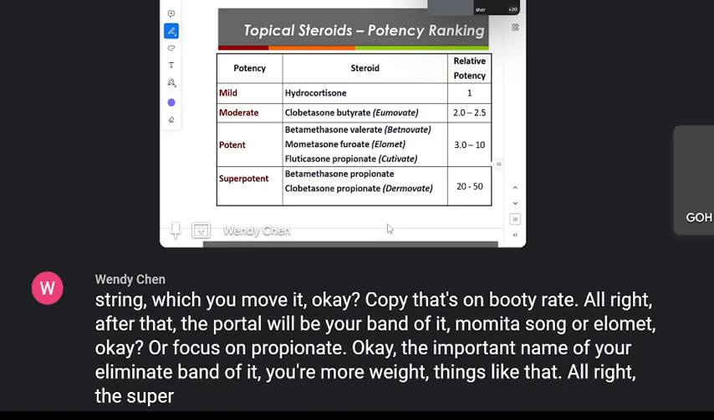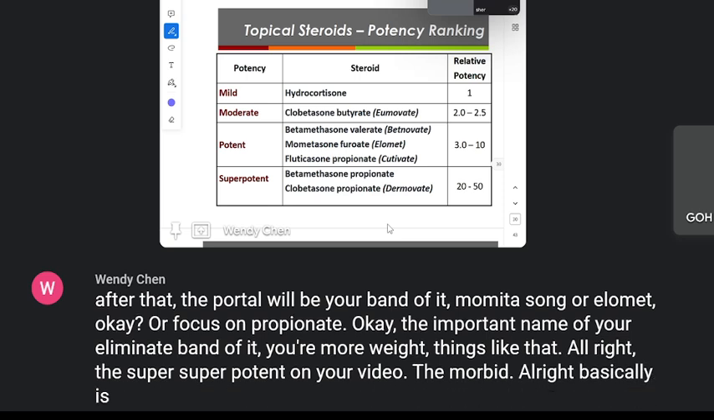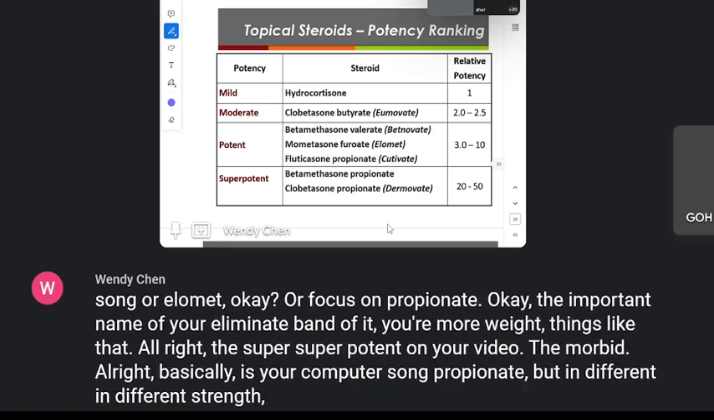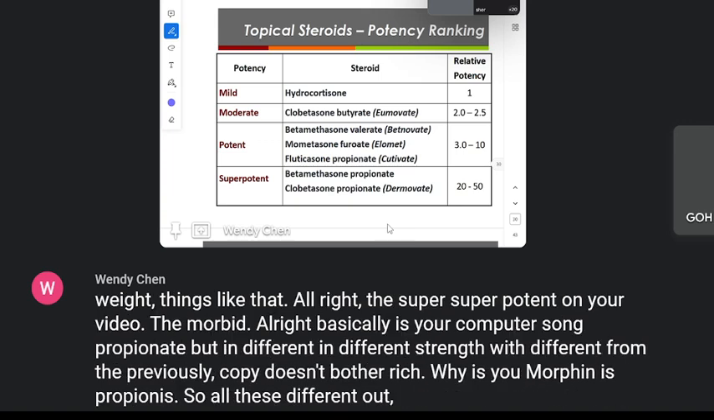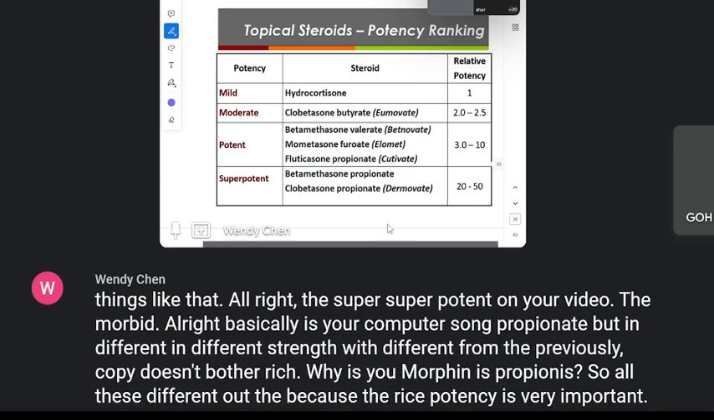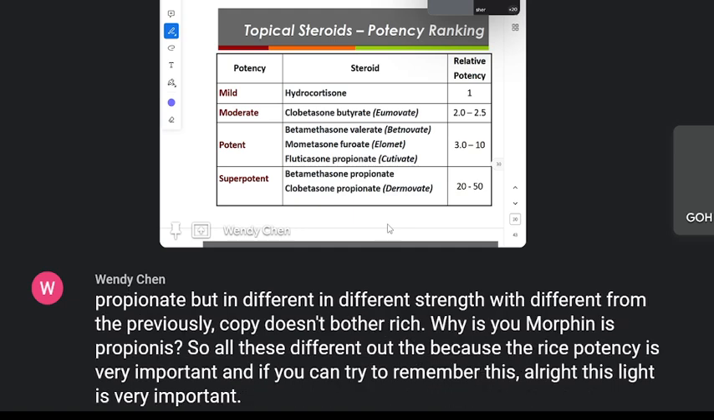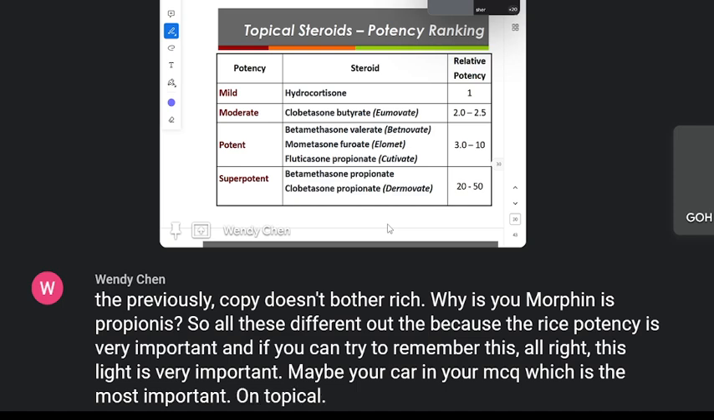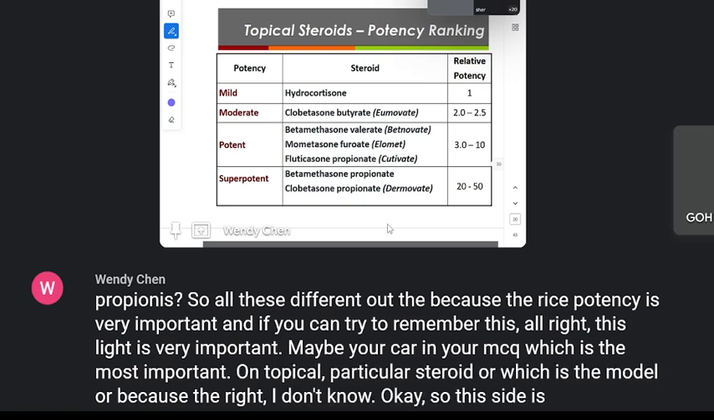The super potent one will be your Dermovit, alright. Basically, it is your clobetasol propionate, but in a different strength from the previous clobetasol butyrate. That one is Umovit. This one is propionate. So all these different types of topical steroids and their potency is very important, and if you can, try to remember this, alright. This slide is very important. Maybe it will come out in your MCQ, which is the most potent topical corticosteroid or which is the mildest corticosteroid. I don't know, okay? So this slide is important, alright?